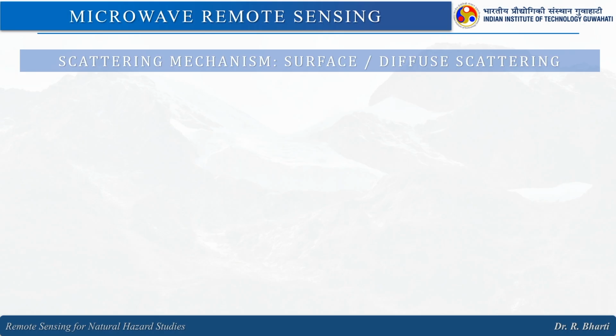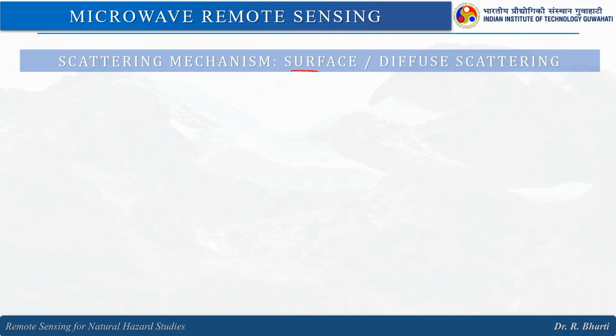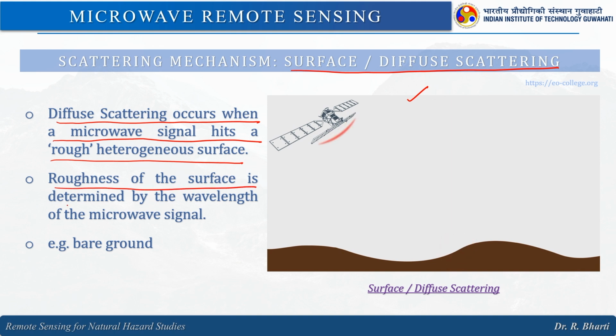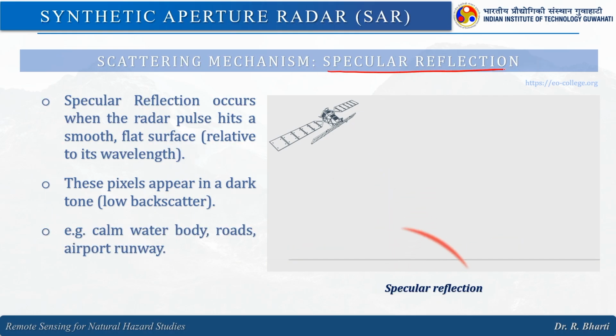Now, we will try to understand the different scattering mechanisms. So, let us talk about the surface or diffuse scattering. Keep looking at this particular animation. Diffuse scattering occurs when a microwave signal hits a rough heterogeneous surface. Roughness of the surface is determined by the wavelength of the microwave signal, right. For example, bare ground. Here I am taking the example of bare ground. Then comes the specular reflection.